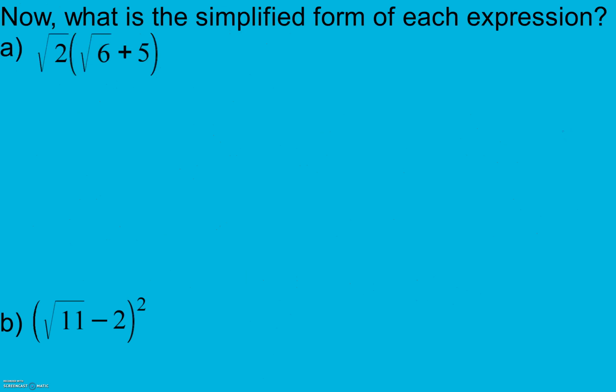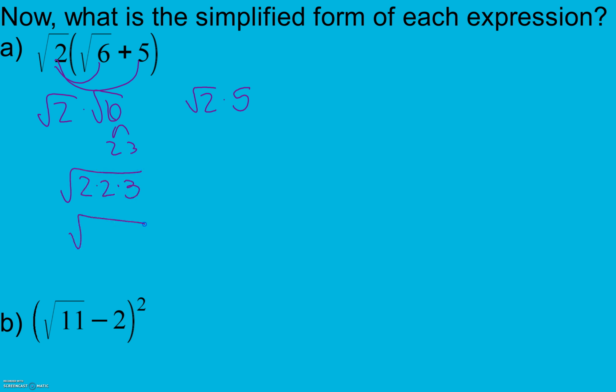Now feel free to pause and give this a try. We're going to distribute square root of 2 times square root of 6, and then the square root of 2 times a whole number 5. 6 I'm going to break down to 2 and 3. So my product property says I can multiply my radicands together, take out my pair of 2's as a 2, square root of 3. Here these are both positive, so plus whole number and 2 is prime, so 2. I can't combine a square root of 3 with a square root of 2, so that's my final answer.